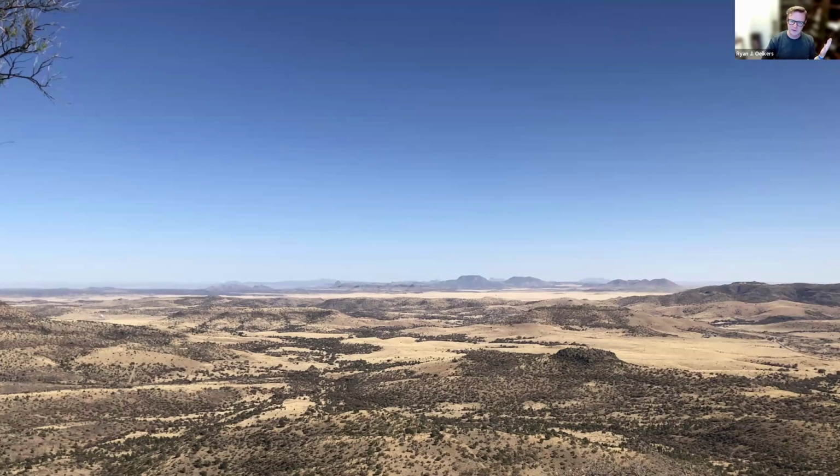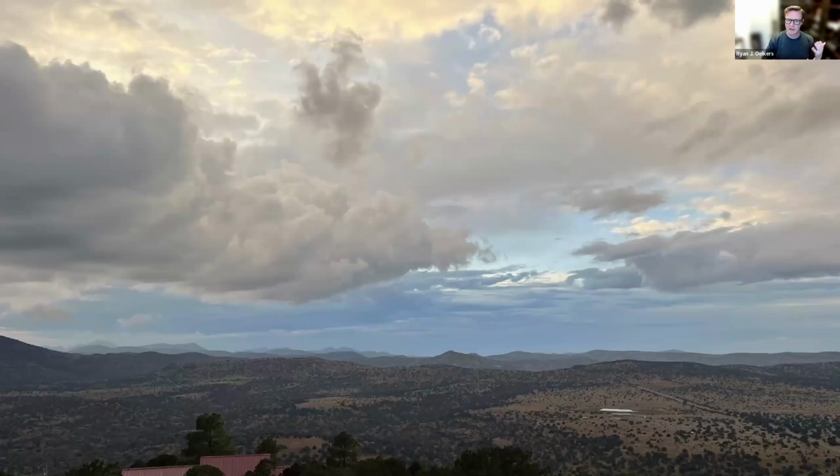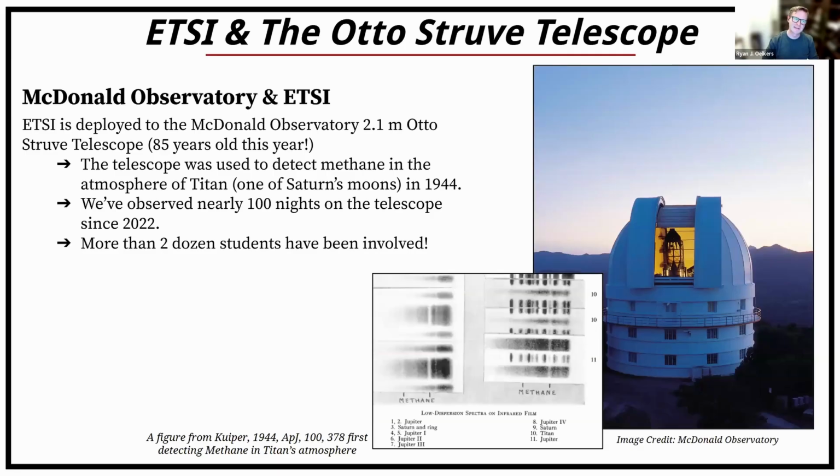Unfortunately, as I mentioned earlier with the transit stuff, clouds like to follow me around. So normally when I go out there, it looks like this. That's okay though. I work through it and we still get some good observations. The Otto Struve telescope is pretty cool because we're doing these planetary atmospheric measurements, but it was used by Kuiper in the 40s to take observations of methane in Titan's atmosphere. So it did a lot of the same stuff 80, 85 years ago. The cool thing about this telescope as well is that it's so old.